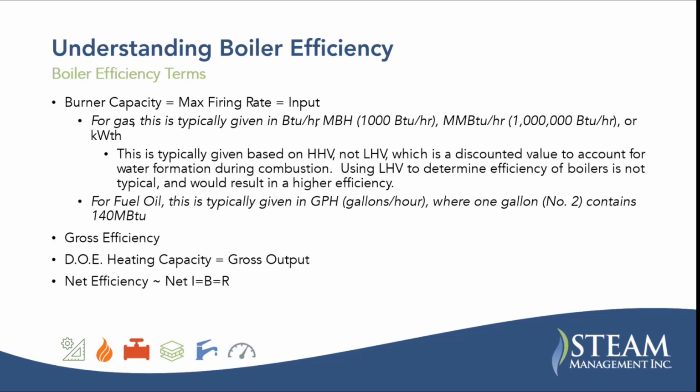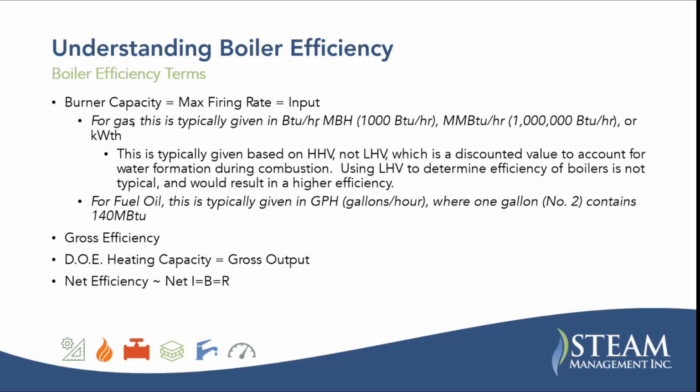For fuel oil, the burner input is usually given in GPH, where 1 gallon of number 2 fuel oil or diesel fuel contains about 140,000 BTUs. Gross efficiency, we're talking about the efficiency of the boiler itself, fuel in versus energy out.